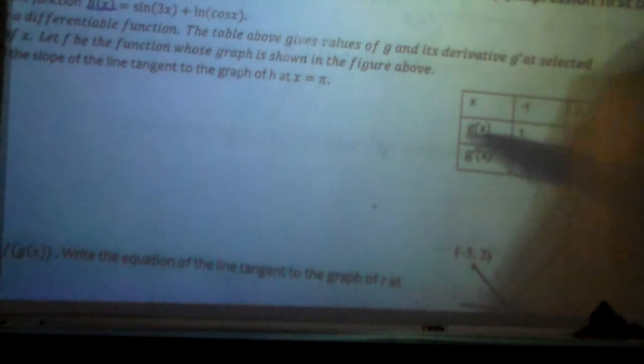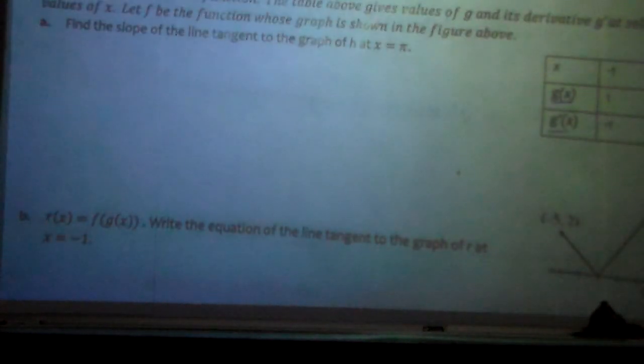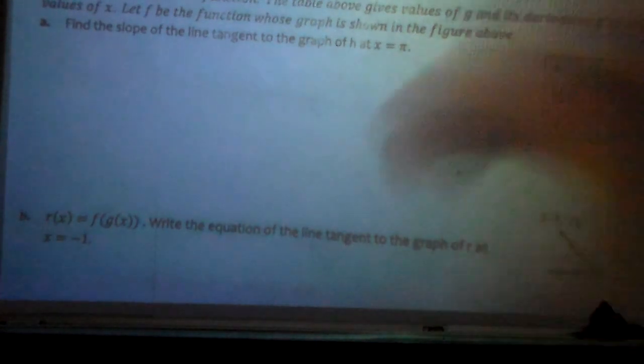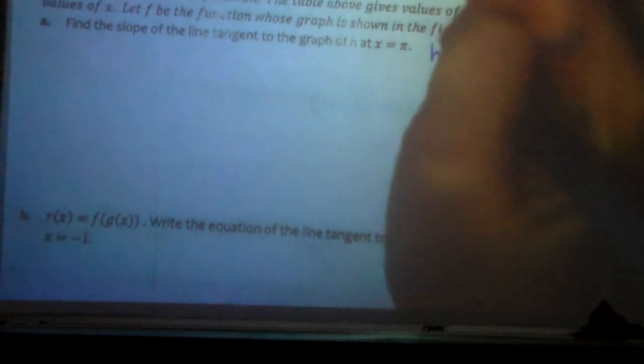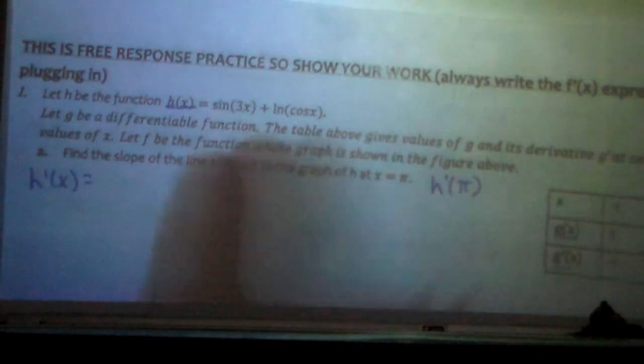Alright, I've got a function h, I've got the table of g and g prime, and I've got the graph of f. A, I'm asking to find the slope of the line tangent to the graph of h at x equals pi. So that's just saying h prime of pi. Before I find h prime of pi, I just want to do h prime of x. So I'm going to take the derivative.